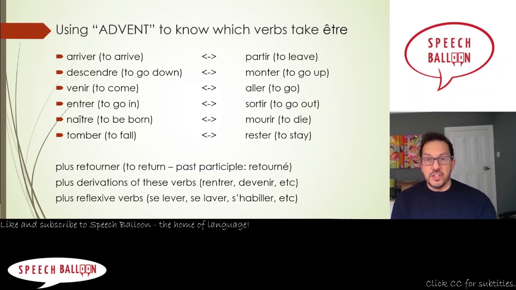Firstly, verb number 13, retourner, has to be tacked on, plus any derivations of these verbs, such as rentrer, to go in again, or to go back, or devenir, to become, or renaître, to be born again, or to be reborn. You can add the prefix re to a few of these. Then you have to include all reflexive verbs. That means a lot more verbs, but it's an easy rule to remember.